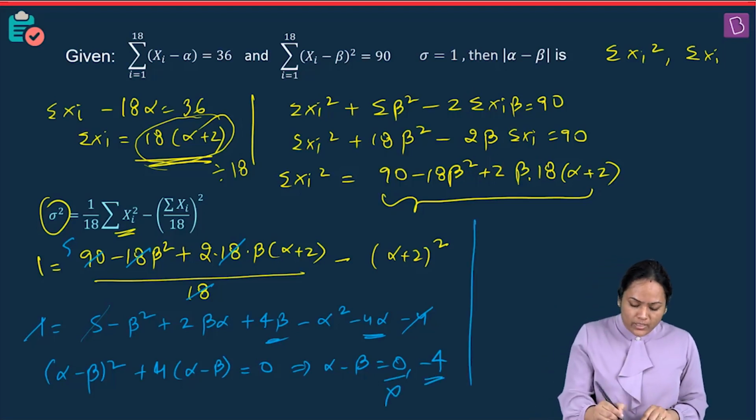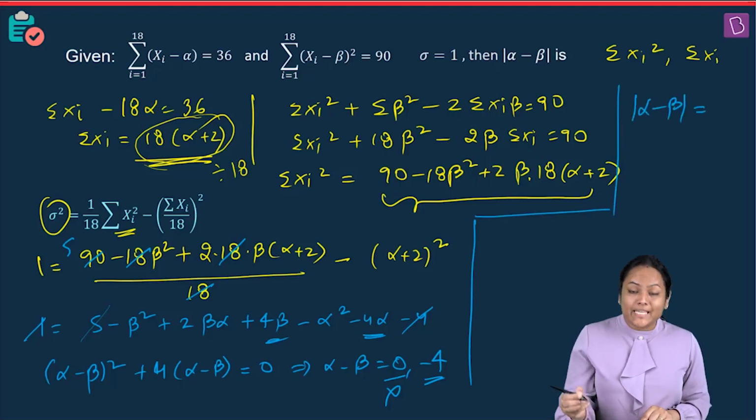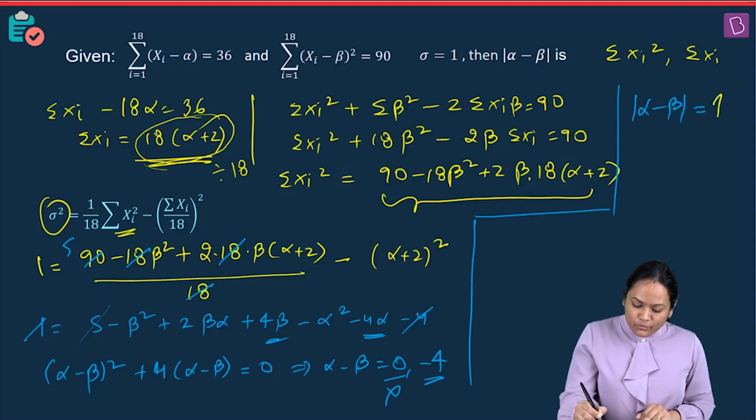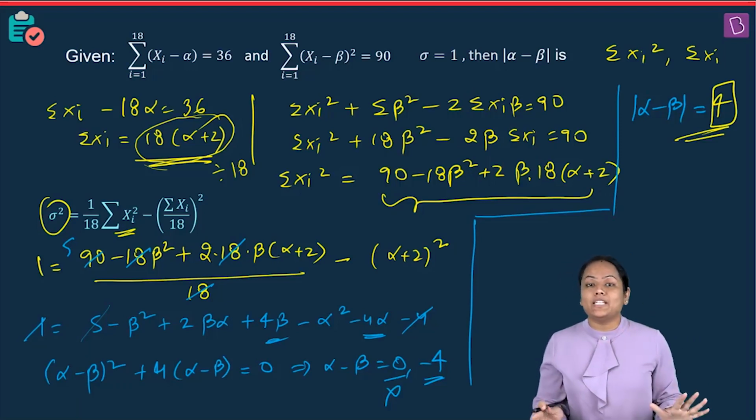And in the question, what have they asked? Well, they have asked us that modulus of alpha minus beta is equal to what? So the answer will be 4. This will be the value of modulus of alpha minus beta.